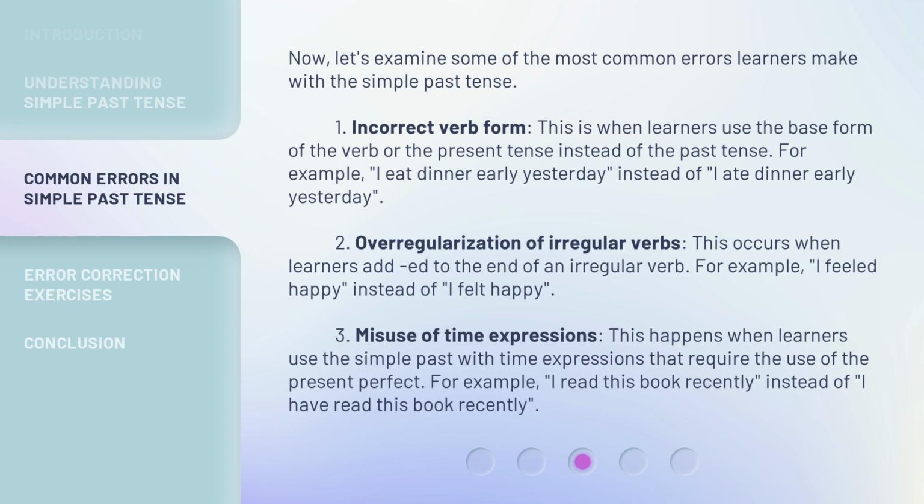3. Misuse of time expressions. This happens when learners use the simple past with time expressions that require the use of the present perfect. For example, I read this book recently, instead of I have read this book recently.